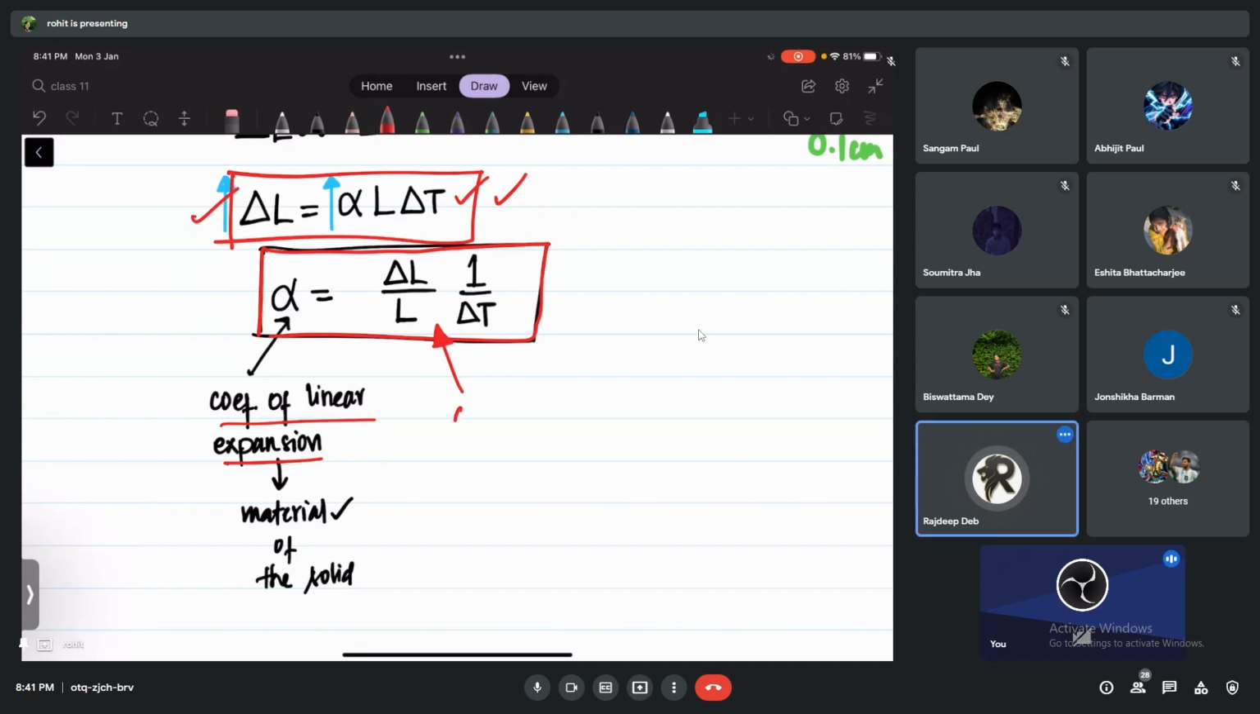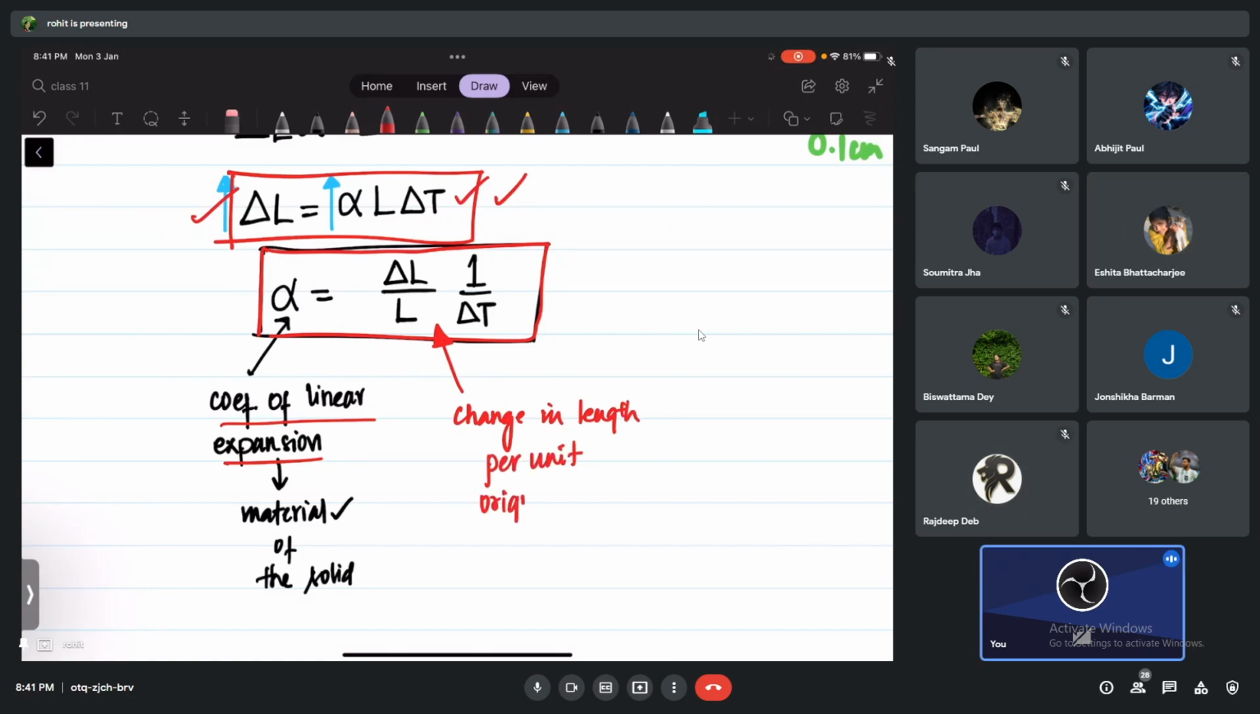Change in length per unit original length, per unit change or rise in temperature. Change in length, original length, change in temperature, okay.